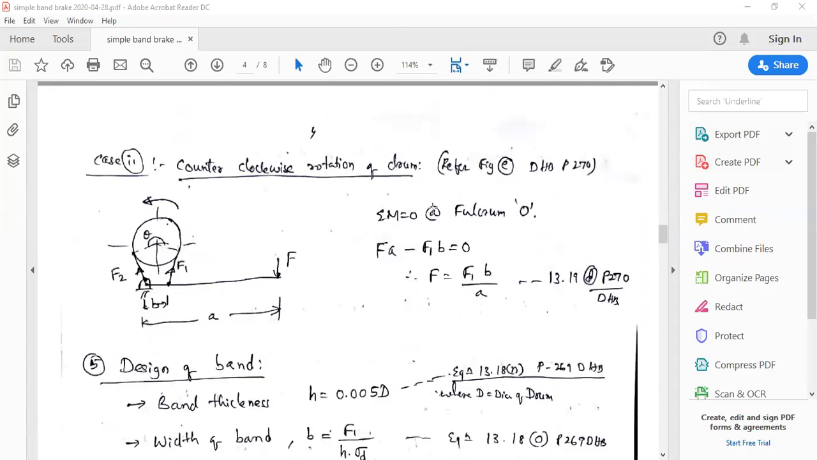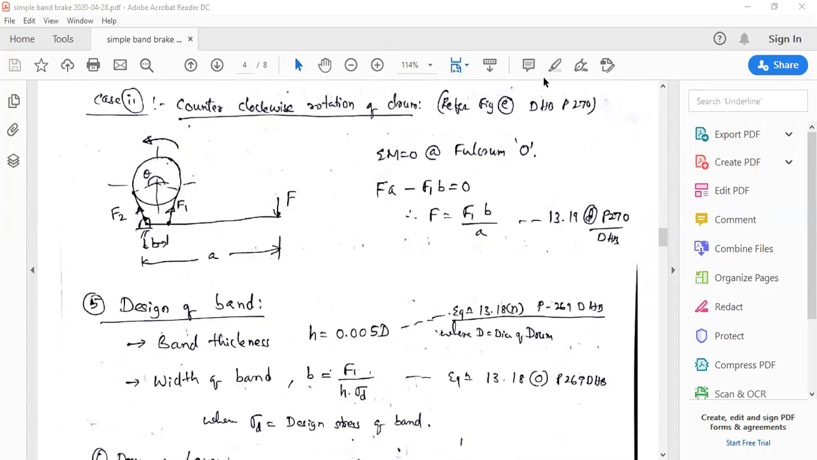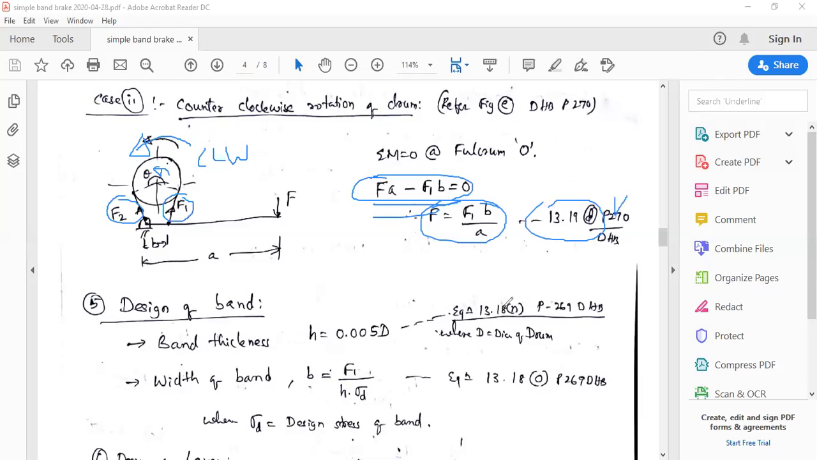That is for clockwise rotation. Similarly, for anti-clockwise rotation, that is CCW, counterclockwise direction, F1 is shifted: this is now the tight side because it is the pulling side, and the other is the slack side, whose tension is F2. So the equation becomes F1A minus F1B. So F is equal to F1B divided by A. This is equation number 13.19D, page number 270.